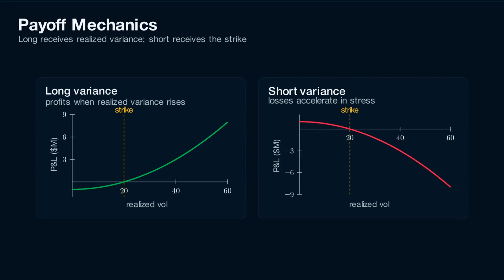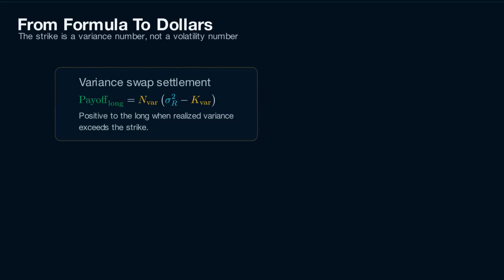The party who is long the variance swap receives realized variance. The party who is short pays realized variance and receives the fixed strike. If realized variance exceeds the strike, the long makes money. If realized variance comes in below the strike, the short makes money. That is the entire structure. The settlement payoff at expiry is variance notional times realized variance minus strike variance.